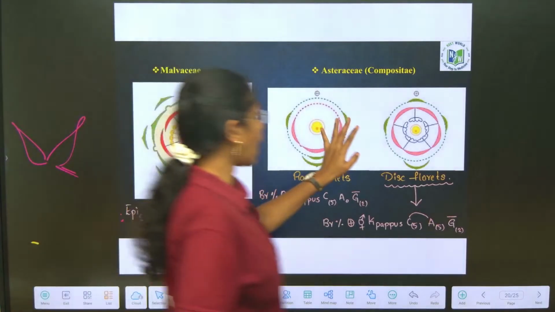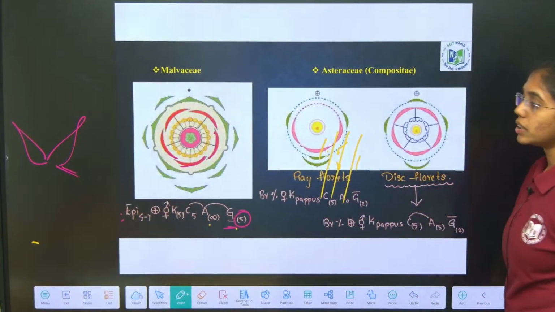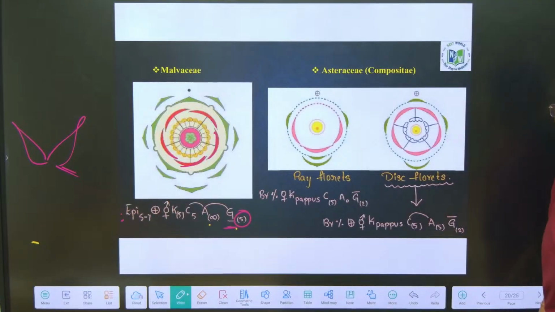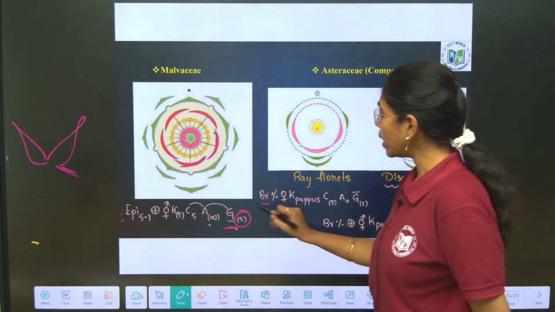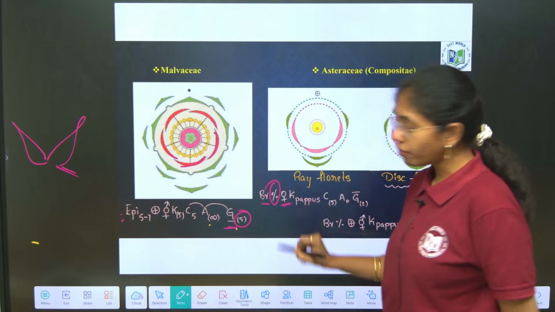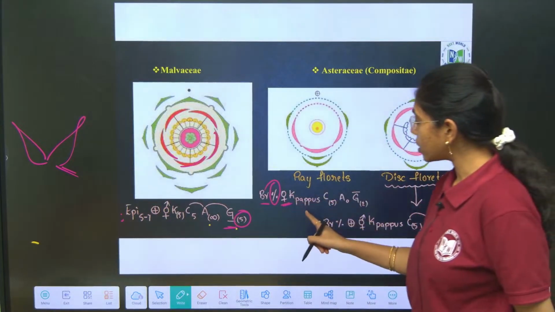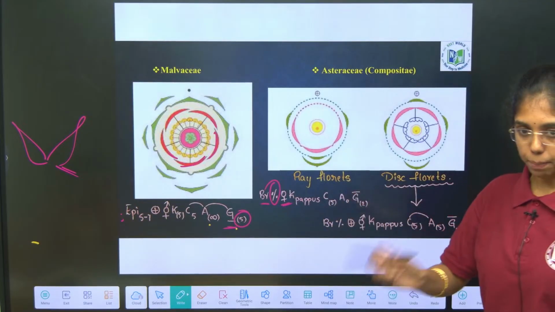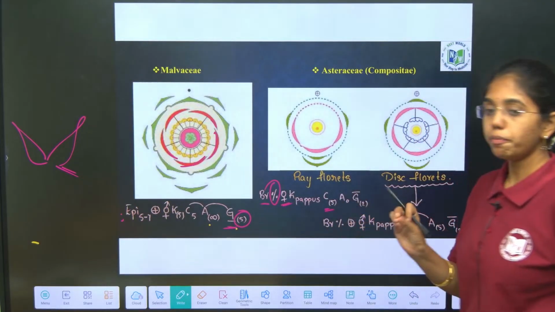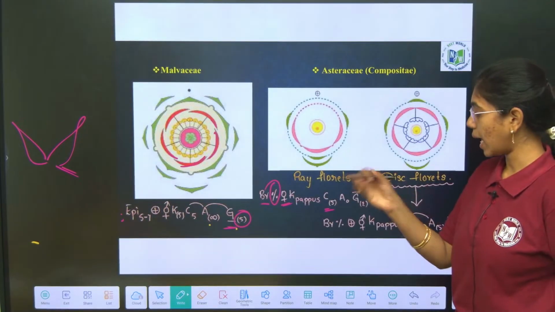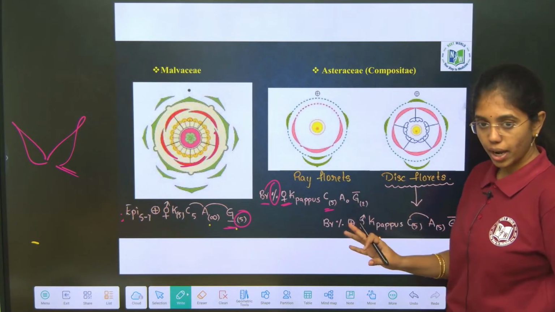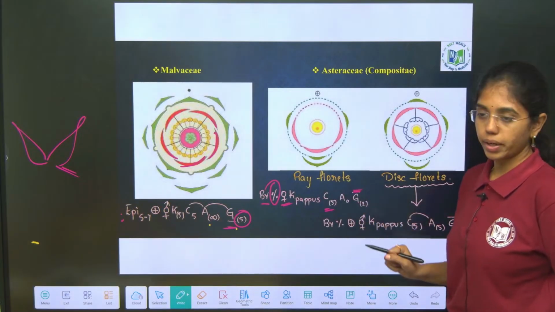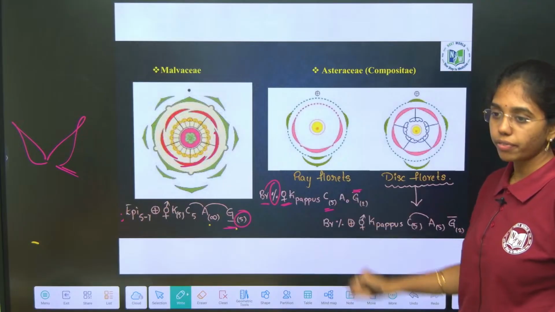Next is what? Asteraceae. In Asteraceae you can see two types of florets, one is ray floret and the other is disc floret. Ray floret, if you see, it is bracteate, zygomorphic, only female flowers are present, calyx is reduced to pappus, sepals are reduced to paper-like structure, pappus. Corolla has 5 petals which are fused, that is gamopetalous, androecium 0, gynoecium 2, bicarpellary, inferior ovary. Clear, right? This is of ray florets.